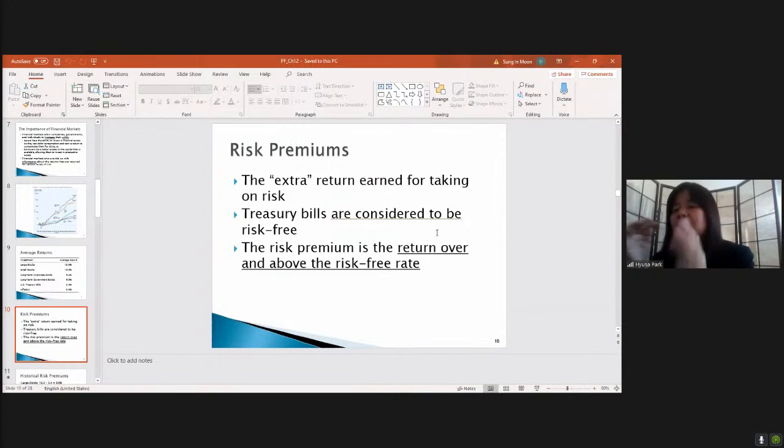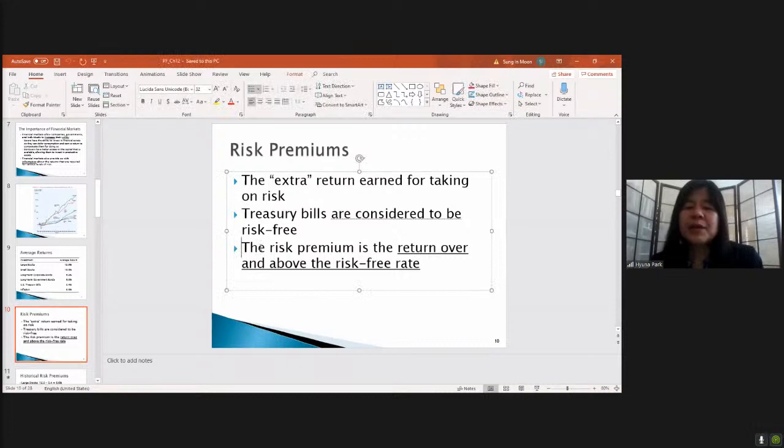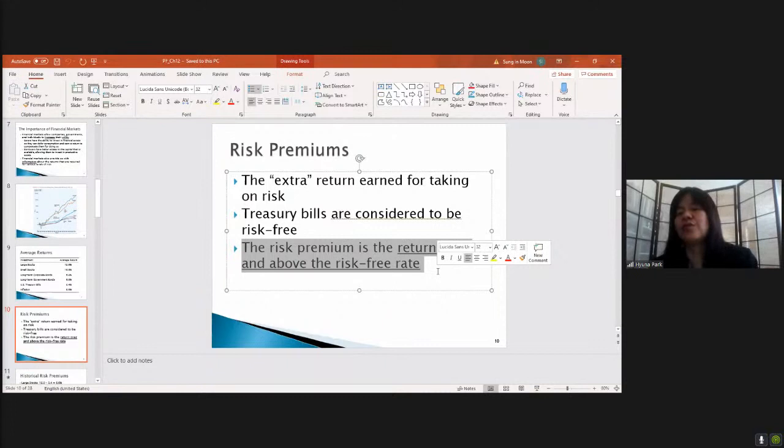But here, in this class, Finance 3310, I will ask you to use the treasury bill rate as the risk-free rate. Treasury bills are considered to be risk-free. So I will follow the textbook, right? The risk premium is the return over and above the risk-free rate. That's the definition of risk premium. All right.